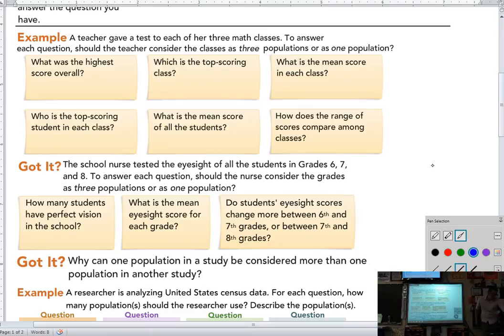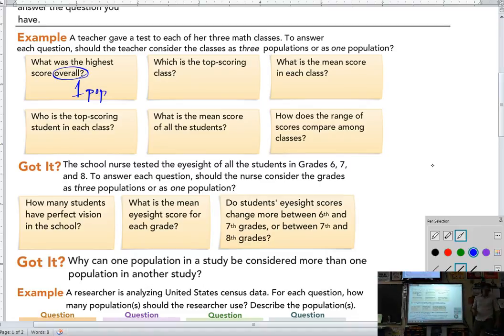Olivia, if the teacher wanted to know what was the highest score overall, is she going to have 1 population or multiple? So yeah, if we're looking overall with everyone, she would want 1 population because she just wants the highest score out of all kids.